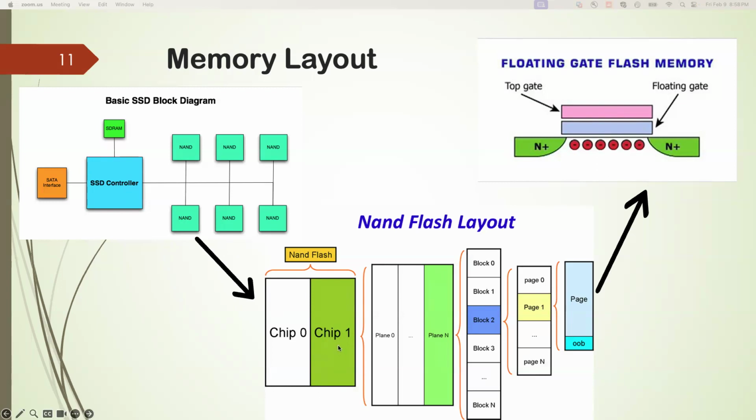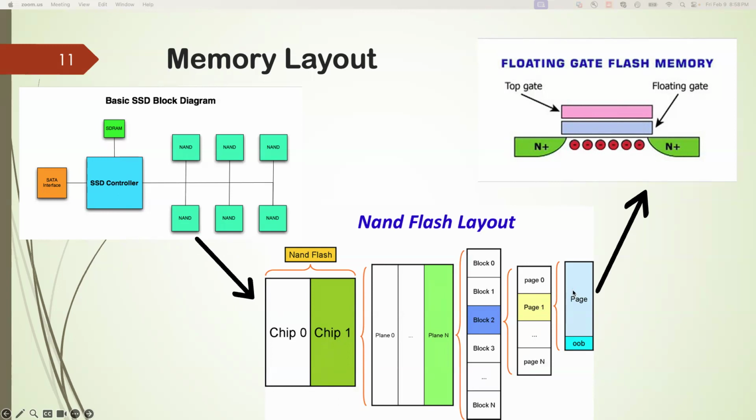Now if you want to write some data, you can see the addressing. You will say chip number 1, plane number 0, block number 2, page number 1, and then write some data over there. The SSD controller will keep track of this location and keep it saved as well. Next time when the operating system wants to read this data, the controller will know which location to look at in order to fetch that data back to the operating system.